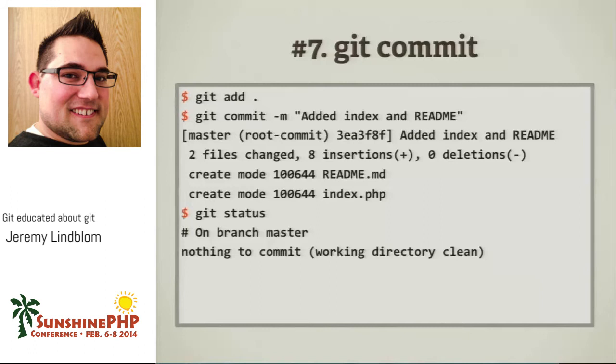So sometimes it's better, if you're making small changes, to call out the file explicitly with git add and the file name. But if you've only made a handful of changes, and you know that they're all going in there, then you can do git add dot as a shortcut.